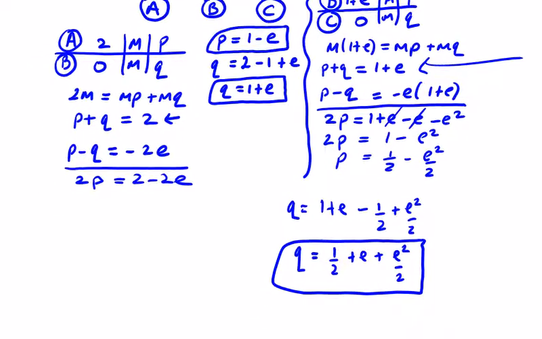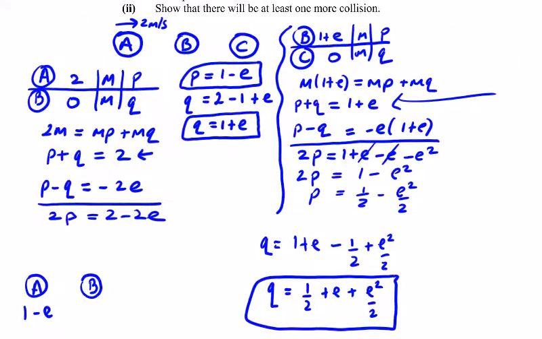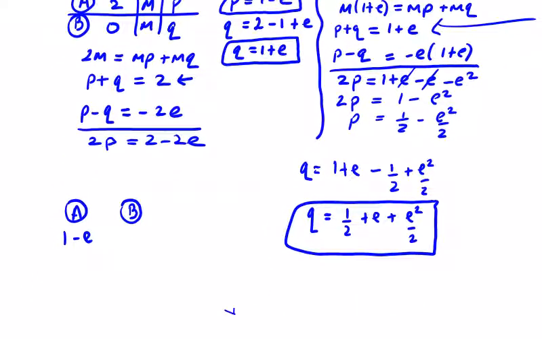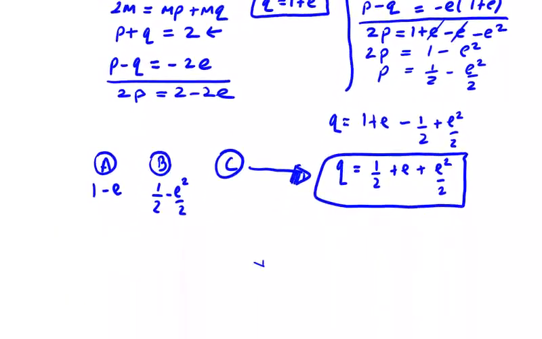So we have our 3 speeds. We have 1 minus E for A. For B, we now have B obviously is traveling with this speed of P, which we got to be a half minus E squared over 2. And C is traveling with this speed Q. I'll just put an arrow to there. That's what C is. What else are we asked? Show there will be at least one more collision.